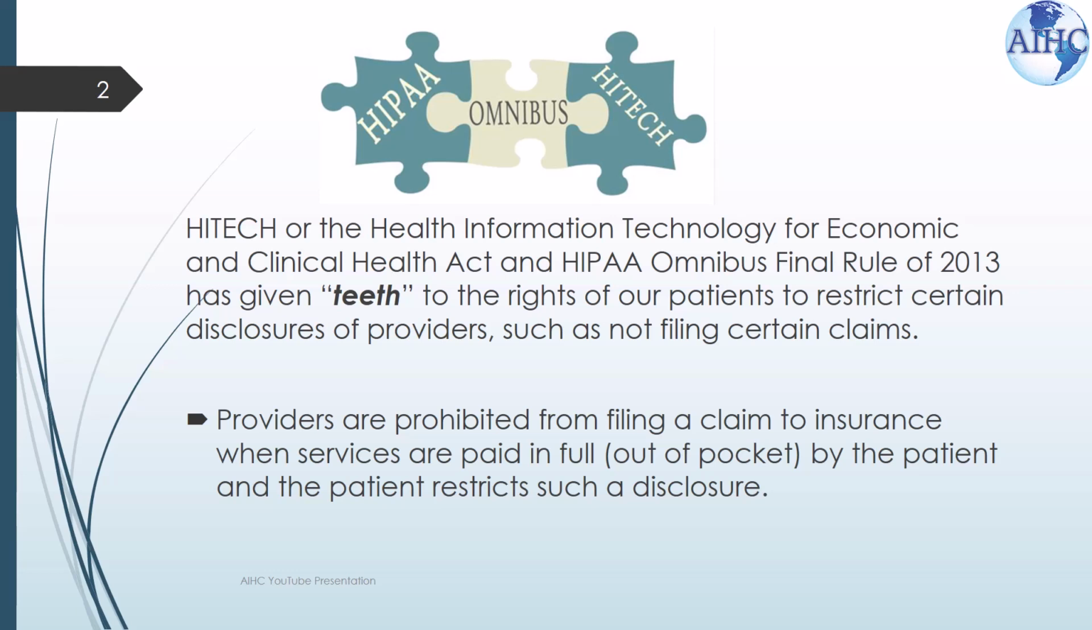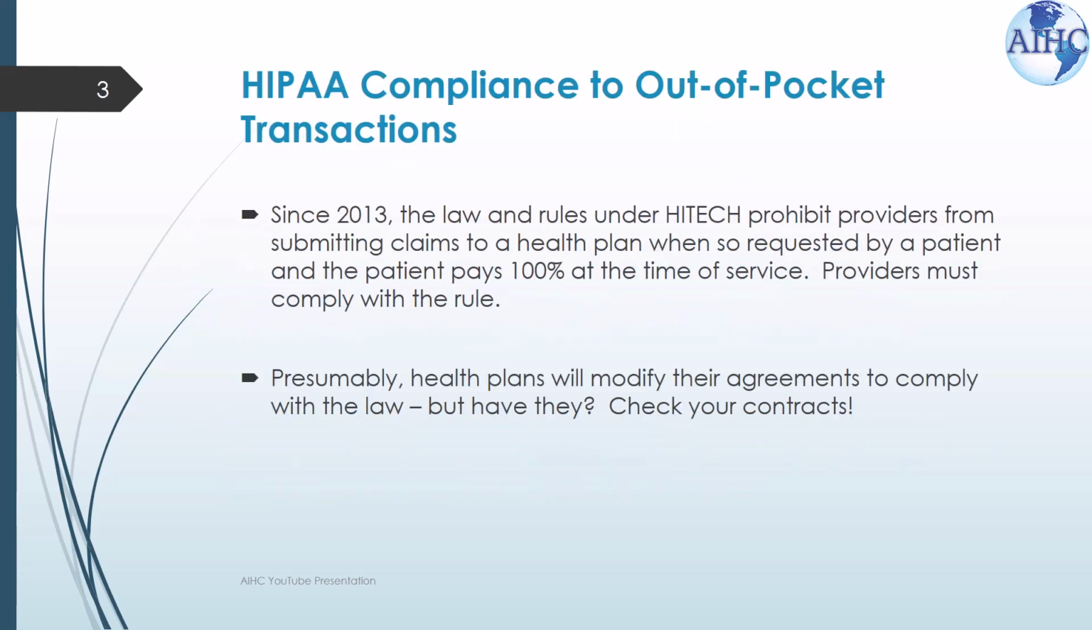To comply with the rule, the provider must have procedures and documents in place. To ensure compliance, the first step is to review your health plan contracts. If you have concerns about disparities between your provider agreements and the law, AIHC encourages you to contact your network liaisons to discuss this issue and consult with your risk attorney through your malpractice insurance company.